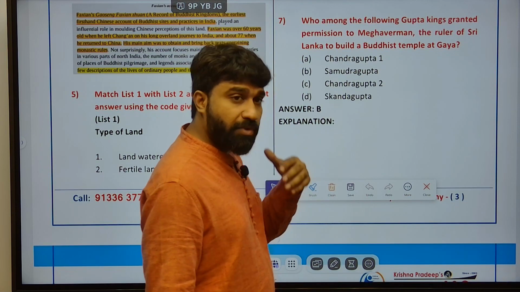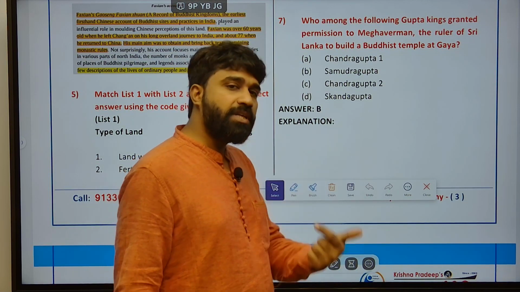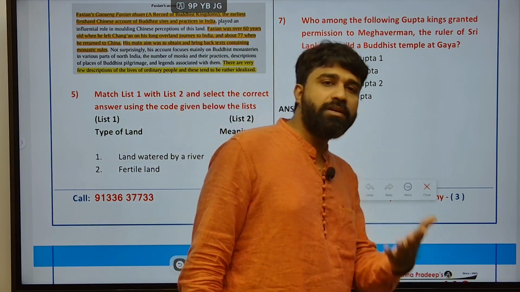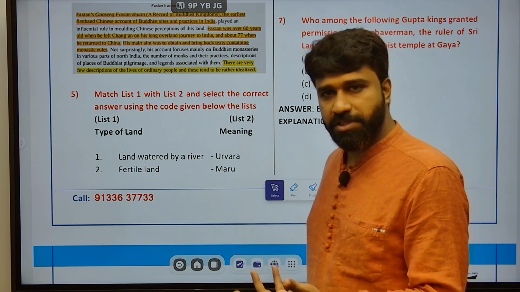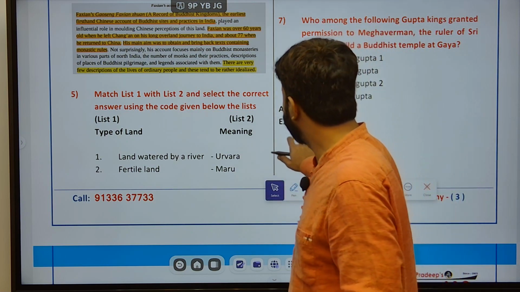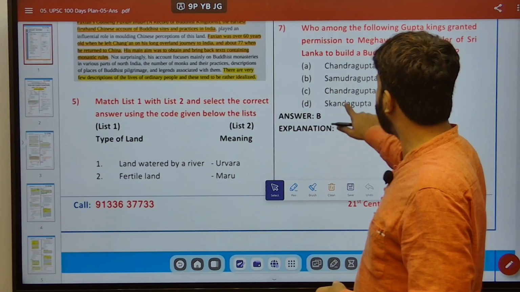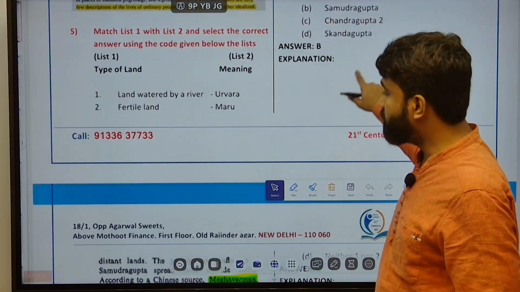It was at Gaya only. It was allowed by Samudragupta, and Meghavarman, a Sri Lankan king, sent his team to build a monastery for Buddhism in Gaya. So it was during Samudragupta. The seventh answer is B, that is true.